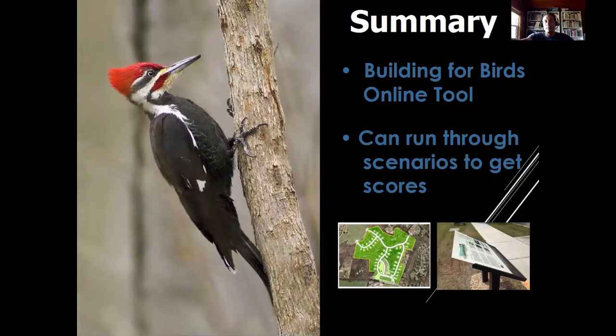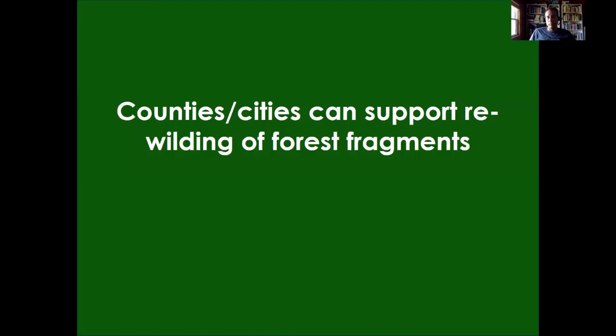And I'm going to end this. I have a little bit of time, 3 minutes. I'm going to talk about an initiative that's called Rewilding of Forest Fragments. Here, the idea is that we have lots of issues with restoration projects in cities and counties because they don't have the staff. I'm like, well, how can we get money to hire a rewilding manager?